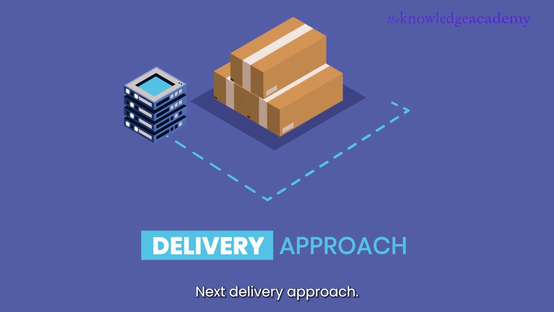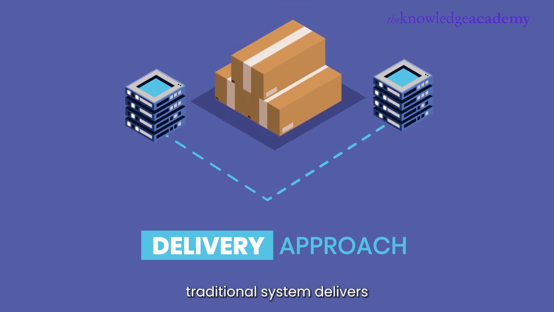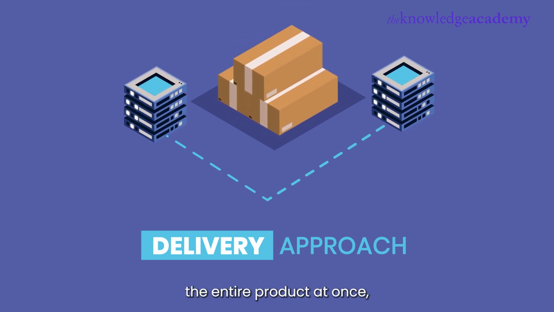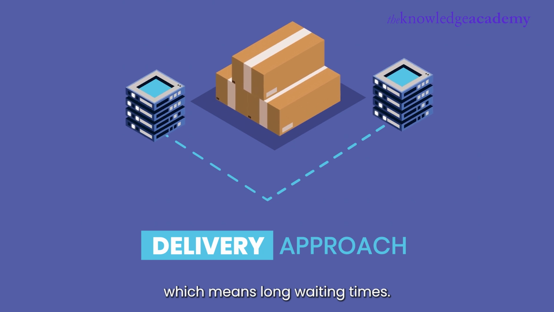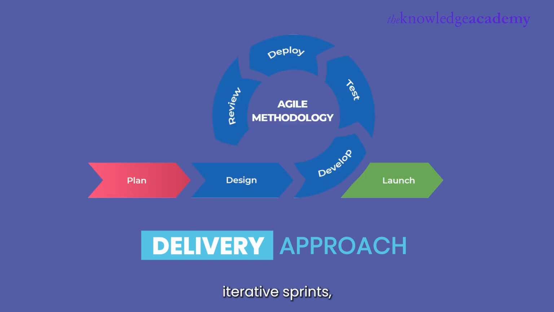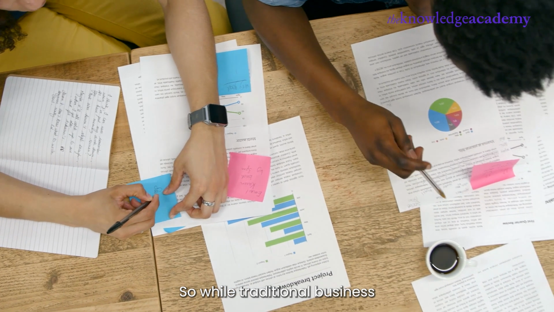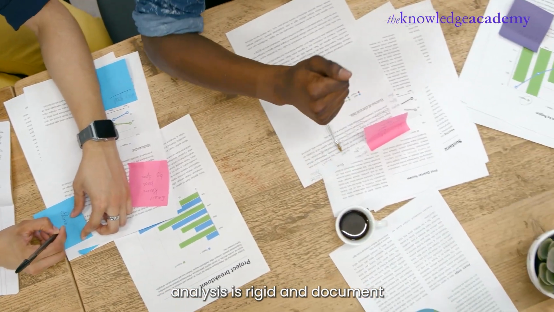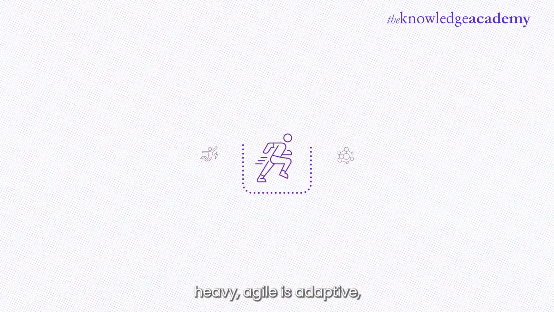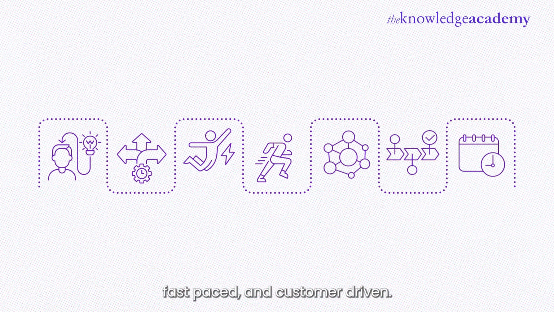Next, delivery approach. Waterfall, the traditional system, delivers the entire product at once, which means long waiting times. Agile delivers in small, iterative sprints, allowing teams to collect feedback and improve along the way. So, while traditional business analysis is rigid and document-heavy, Agile is adaptive, fast-paced, and customer-driven.